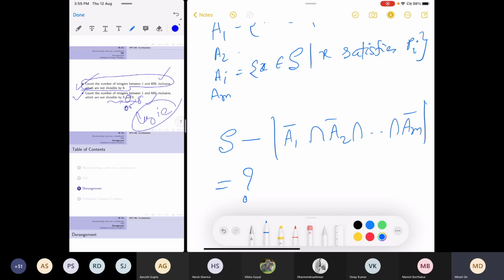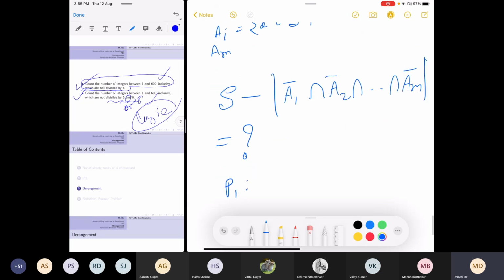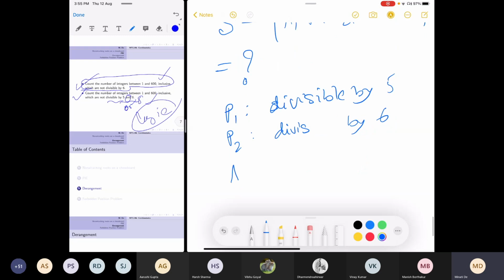For example, for question number 2, we were interested to count the number of integers between 1 to 600 which are not divisible by 5 and 6. So I had two properties. Property P1 stands for a number divisible by 5, and P2 was the property that the number is divisible by 6.